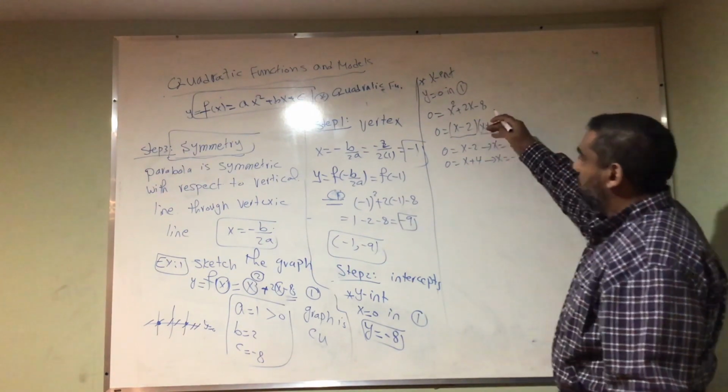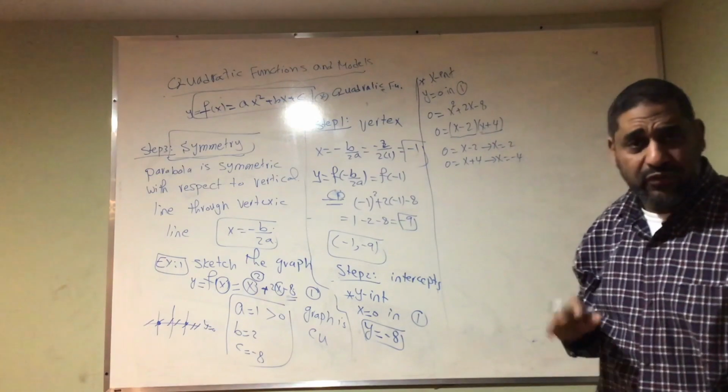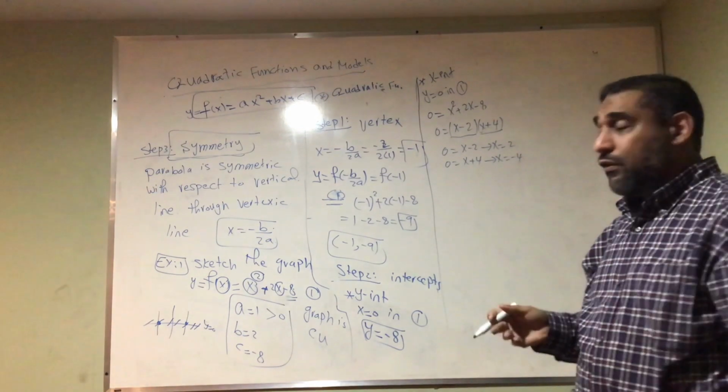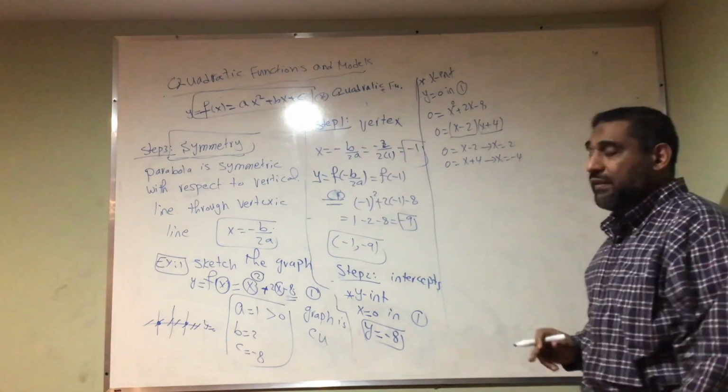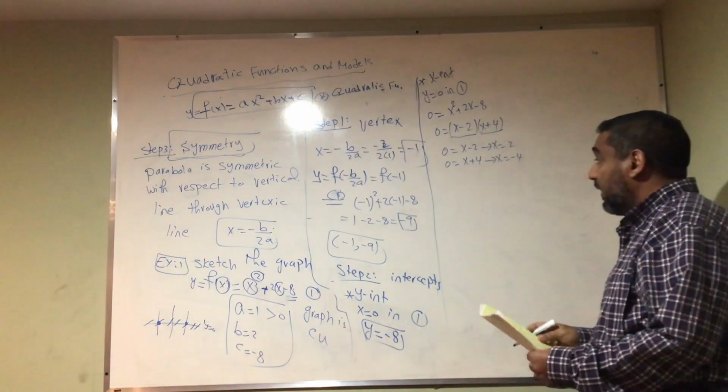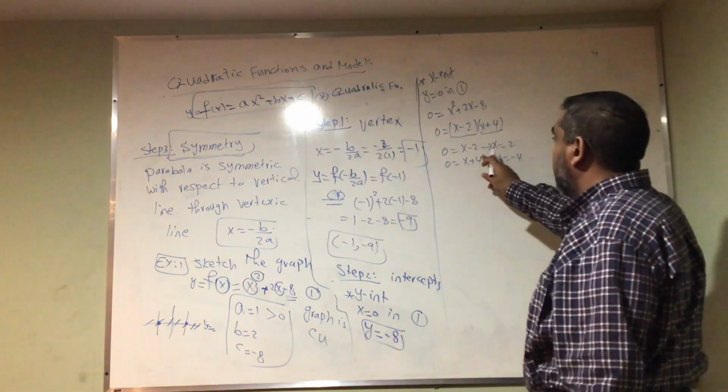If you are not strong at how to factor, it's okay. You can use the quadratic formula. They are going to give you those two numbers. All right, guys? So what I have here, guys, that is your x-intercept.